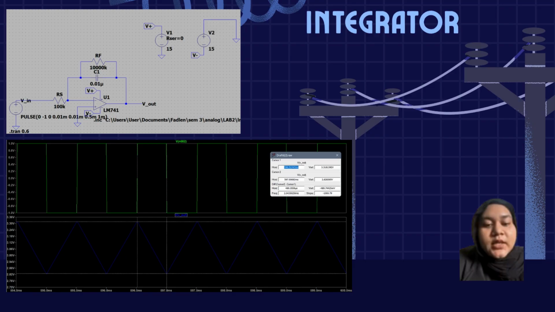The finite gain and bandwidth of the real op-amp caused deviation from perfect integration at higher frequency. Then, the required feedback resistor, 10 mega ohm, helped reduce drift but also made the circuit more sensitive to noise.